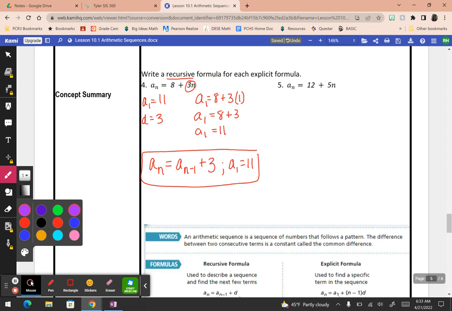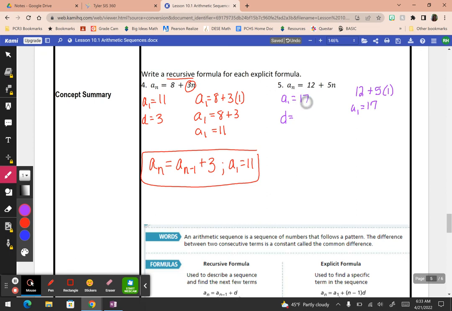Okay, one more. Same thing, you need a sub 1 and you need d. Okay, a sub 1 we don't have because it's been combined, so let's go get it. 12 plus 5 times 1, that's our first term, gives me 17. So a sub 1 equals 17. My common difference is what I'm multiplying by, and I'm going to write it out. Whatever term you want, you got to start with the one before it, a sub n minus 1, add your common difference of 5, and then where are you starting from? The first term is 17. Okay? Good job.